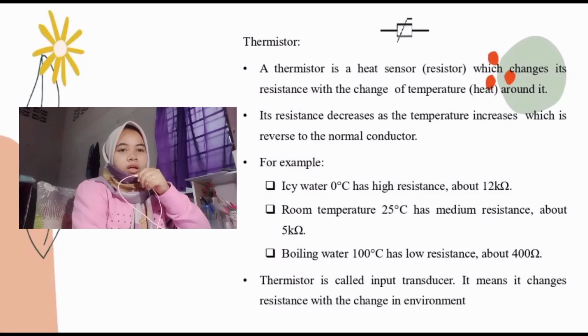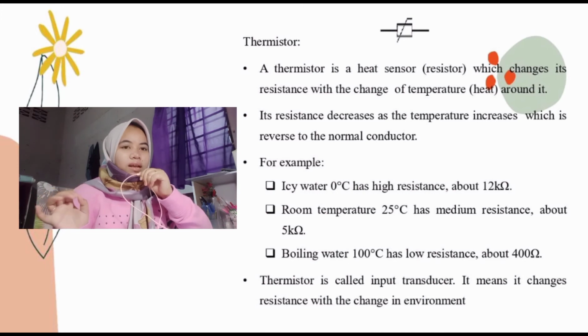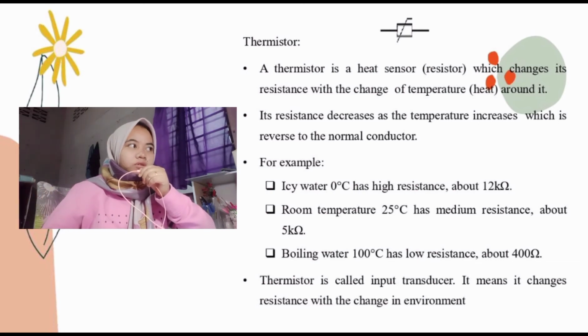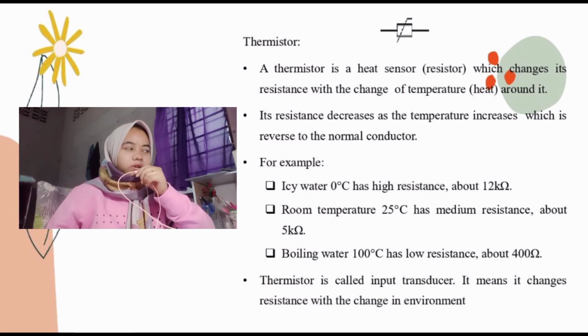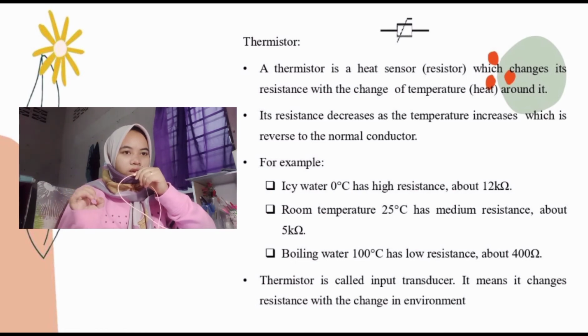Thank you. Thermistor. A thermistor is a device which changes its resistance with the change of temperature around it. Thermistor resistance decreases as the temperature increases, which is the reverse of a normal conductor. For example, ice water at 0 Celsius has a resistance of about 12 K.